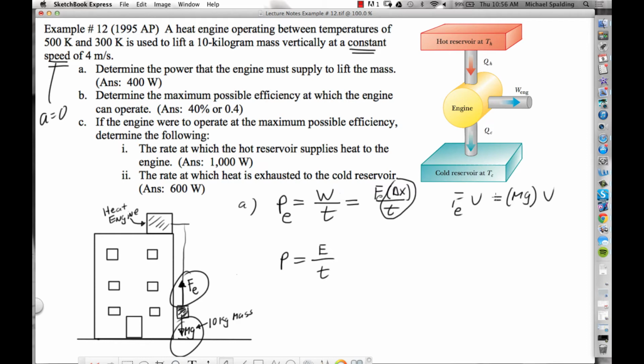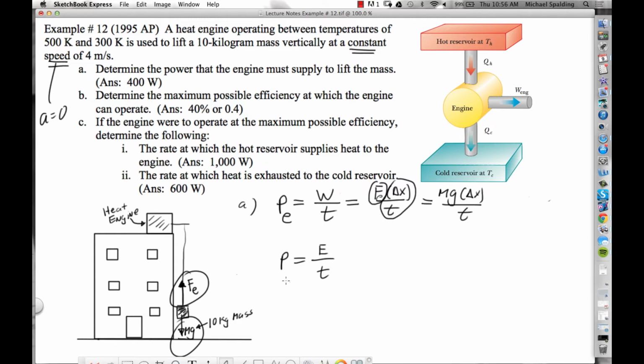But let me just show you something. I want you to see something cool here. So you could do it that way, but watch. If we keep going with this, so force of the engine, we just found out that the force of the engine was mg. So that's mg delta x over t.